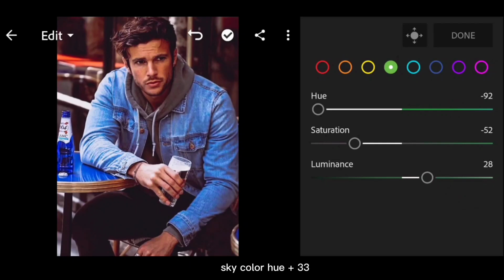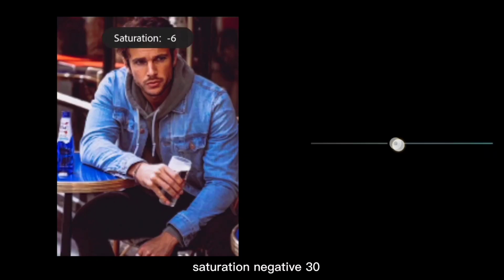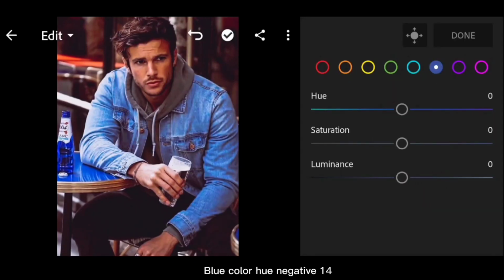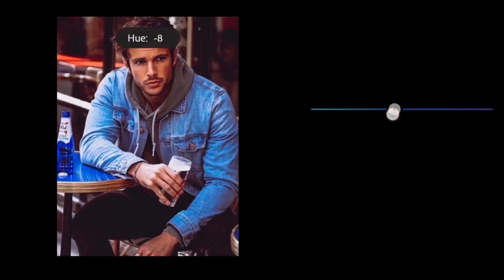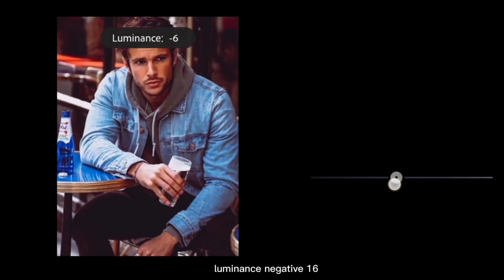Sky color hue +33. Saturation -30. Luminance 37. Blue color hue -14. Saturation -30. Luminance -16.